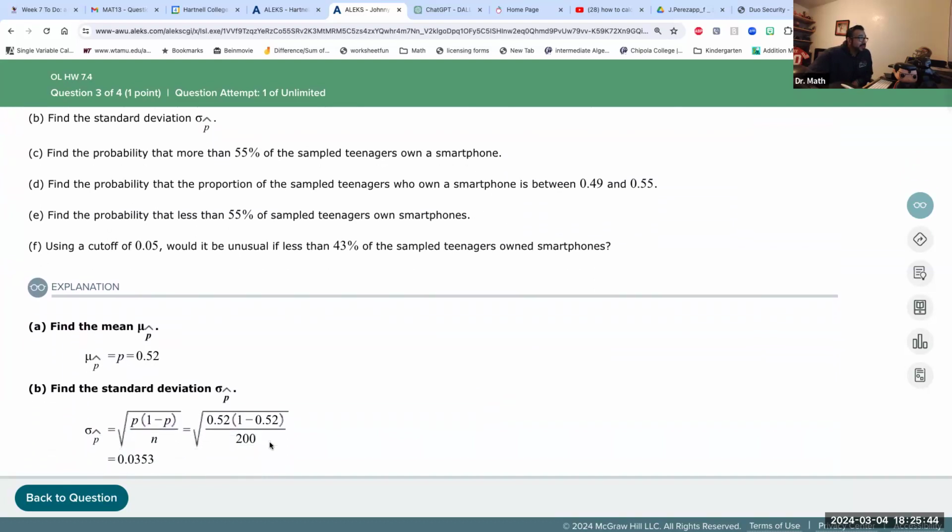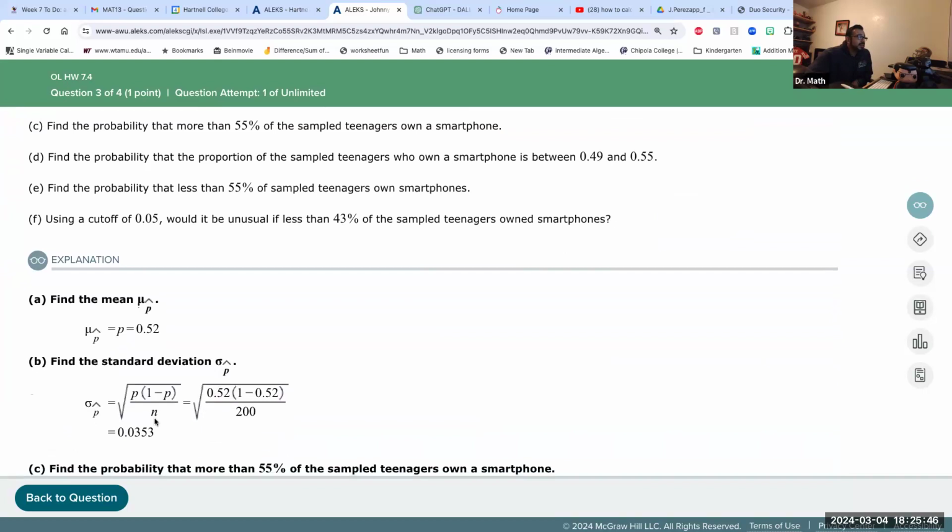For our standard deviation, we're going to use our calculator to see how they do this. So the standard deviation of the sampling distribution, here's our formula. We take the square root of p, which we found to be 0.52, multiplied by 1 minus 0.52, and we divide it by the sample size, which is 200. Again, write down this formula. Every time we're looking at the central limit theorem for proportions, this is our formula.